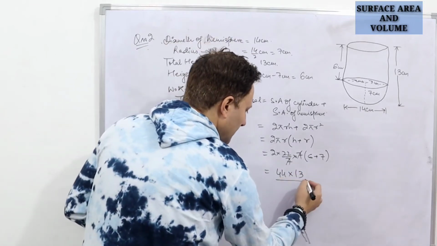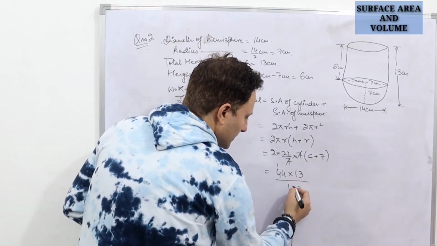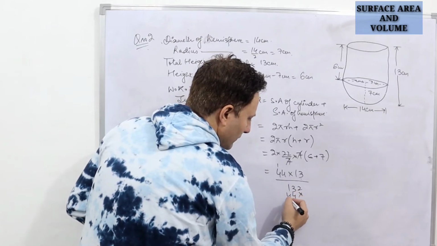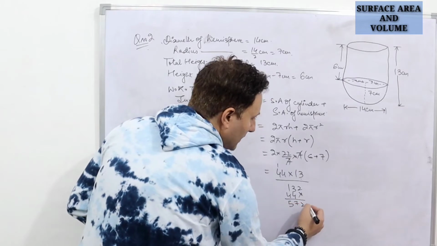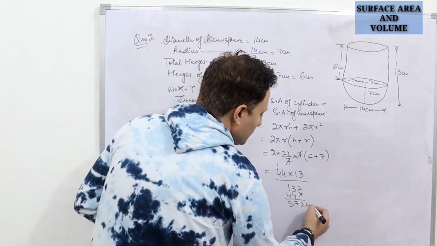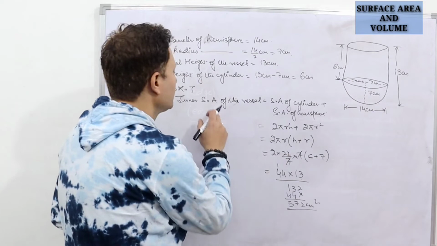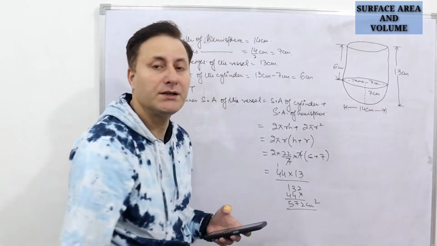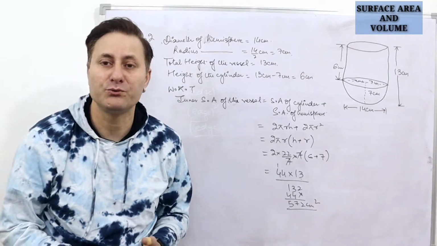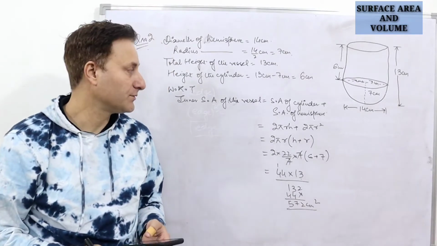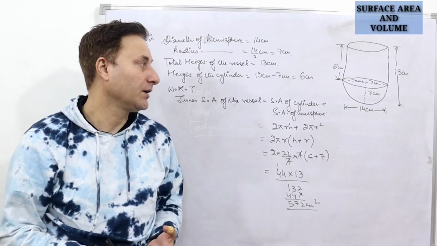Let us multiply: 44 times 13 gives 572. The question was in centimeter, so surface area, as I said, will be in centimeter square. So what do we have? We have 572 centimeters square. That is the answer of your second question, and I hope this is clear.